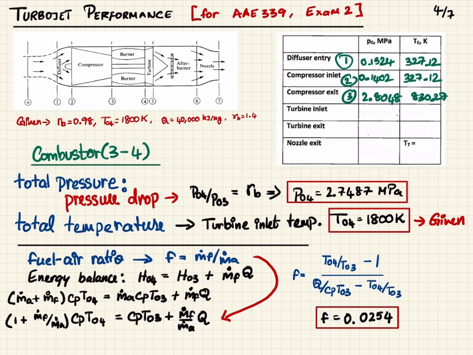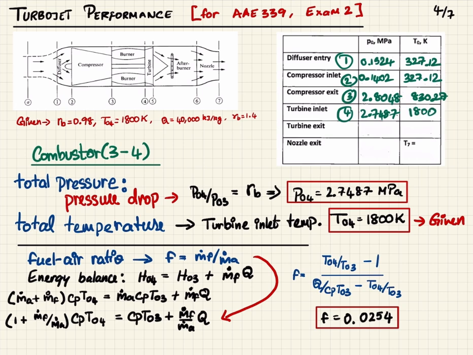And when we do that, we determine the stagnation pressure at the turbine inlet to be 2.7487 megapascal. And the stagnation temperature, well, the turbine inlet temperature was given to us, so that's just 1800. So we just write that down. This is the easy part.